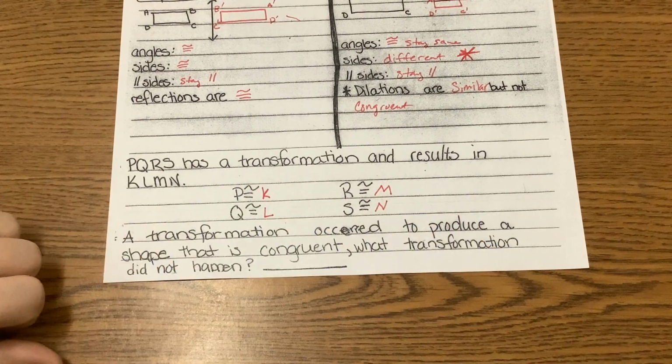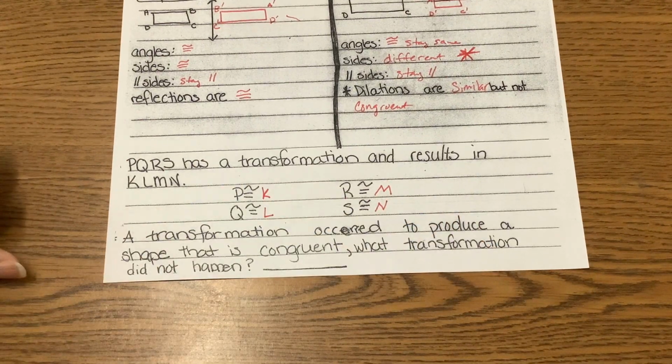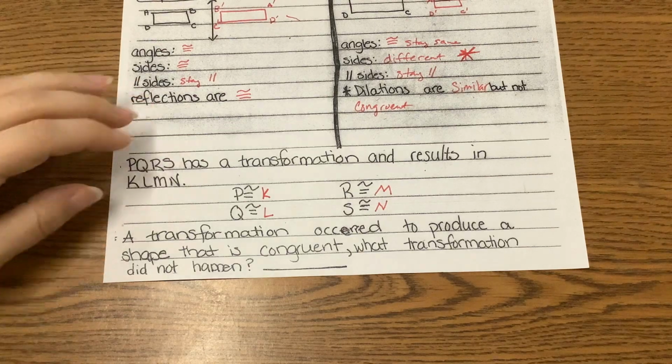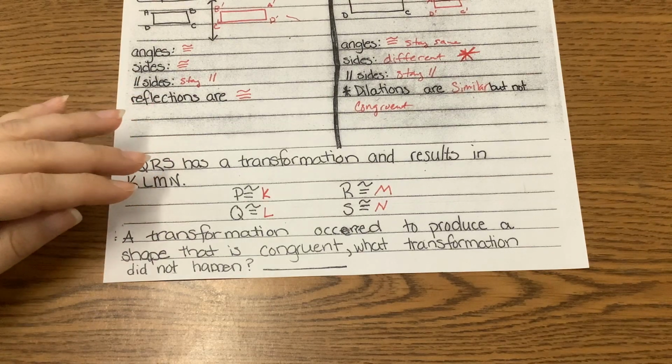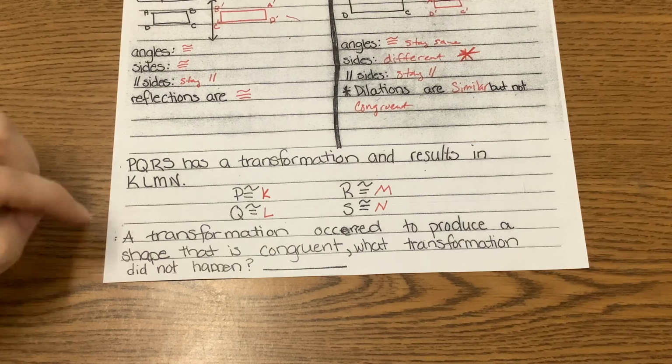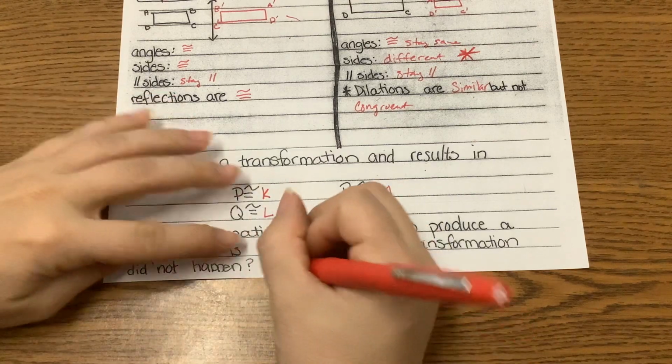Okay, and that's going to be true at any point. Order does matter. All right, a transformation occurred to produce a shape that is congruent. What transformation did not happen? If everything's congruent, then which transformation did not happen? Dilation. Very good.